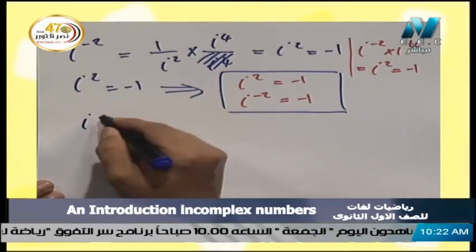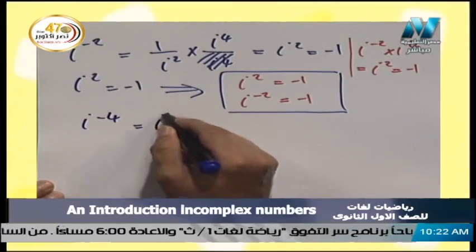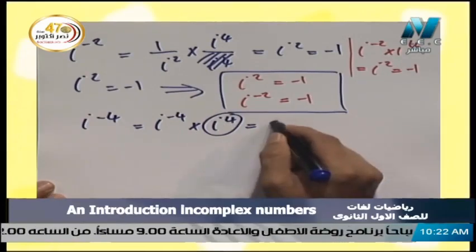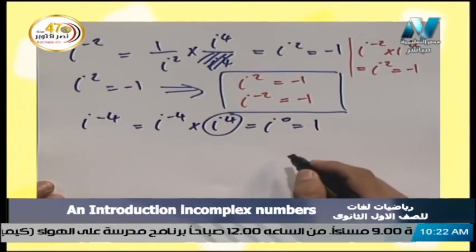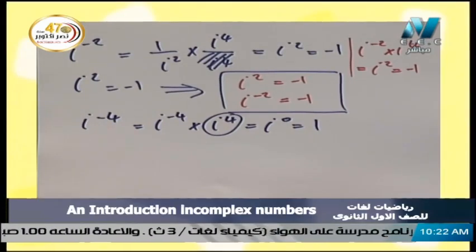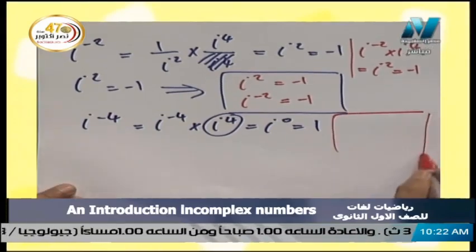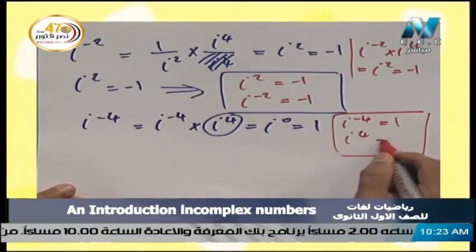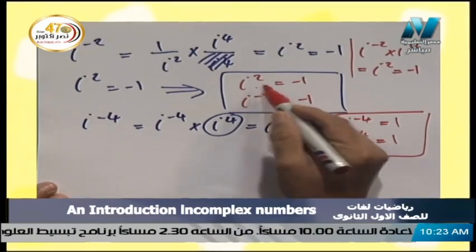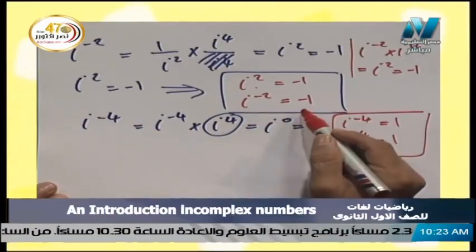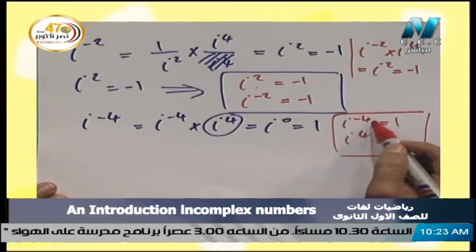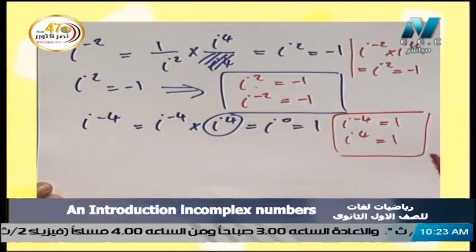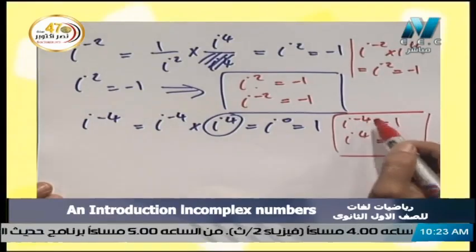I power negative 4: if we multiply i power negative 4 by i power 4, it's no problem, because i power 4 is 1. Here it will be i power 0, so it's 1. So we can state a new conclusion: i power negative 4 also equals 1, and i power 4 also equals 1. I power 2 equals negative 1, i power negative 2 equals negative 1, i power 4 equals 1, and also i power negative 4 equals 1.